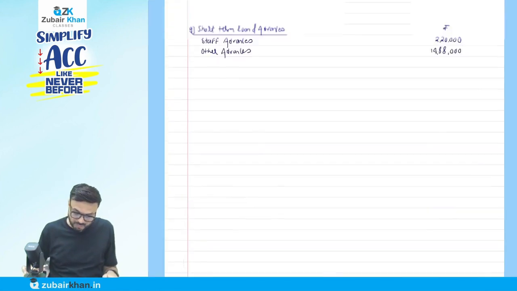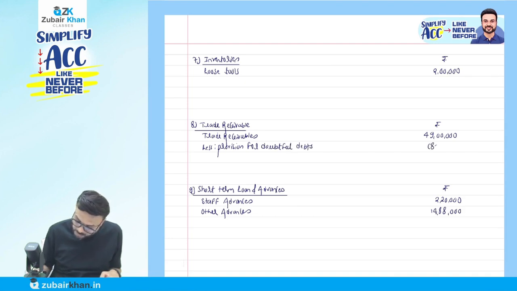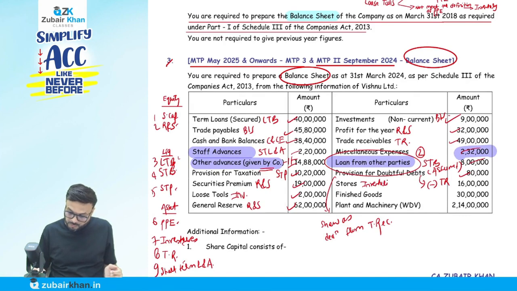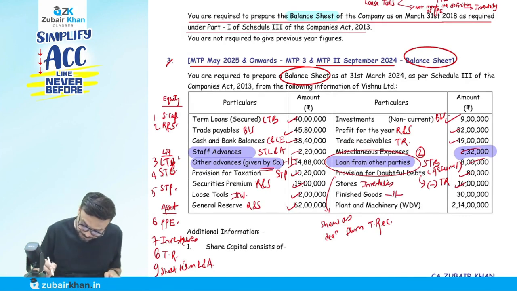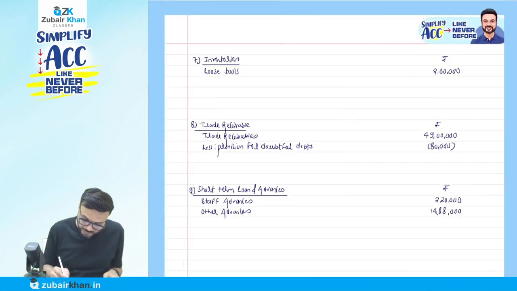So go to trade receivable, notes to account. Write down: less provision for doubtful debts. How much here? 80,000. Correct? 80,000. Okay. Stores is inventory. Same, finished goods is also inventory. The stores are 16 lakh. So we have some inventory in stores here. Write down there: Inventory, notes to account number 7.